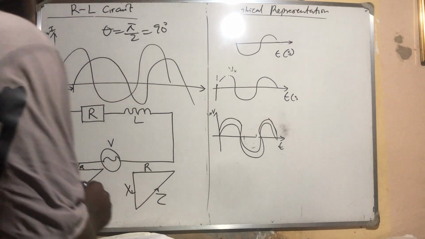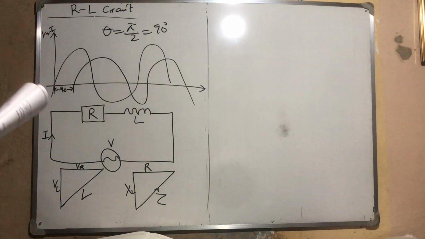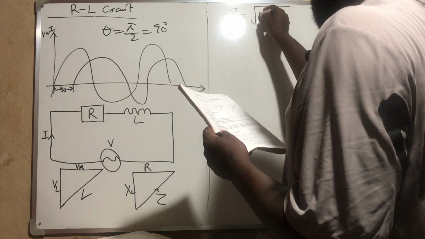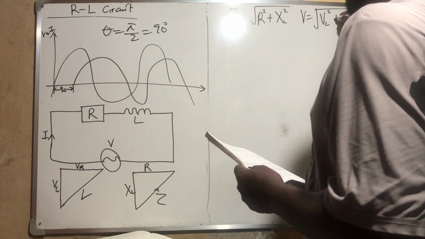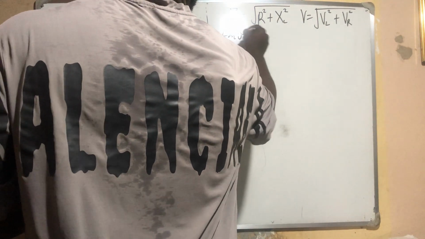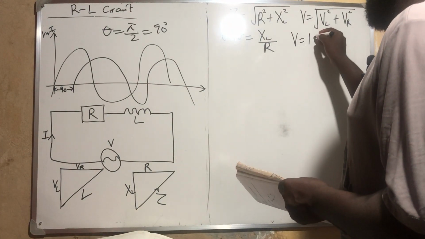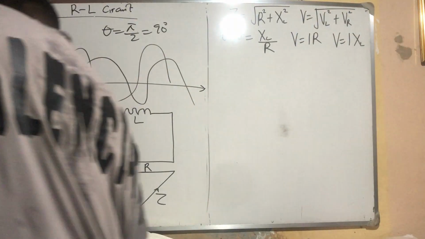Okay, using Pythagoras theorem, all these things I'm doing, I'll just tell you what you need to know. You can just grab the little you can, but the main thing is we are going to use it in solving calculations. So we are going to have that Z is equal to the square root of R squared plus XL squared, okay? And V is equal to the square root of VL squared plus VR squared, okay? And you should not forget that tan theta is equal to XL over R, the inductor against the resistor, that is Y over X. So don't forget that V is equal to IR. And then V again is equal to IR for the resistor. So all these things will be used in calculations.